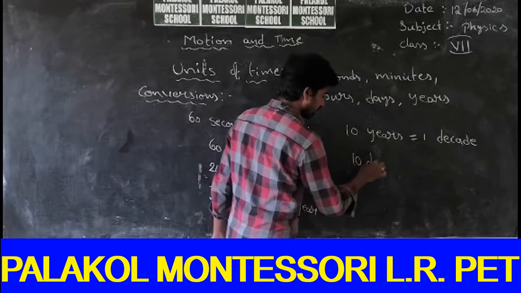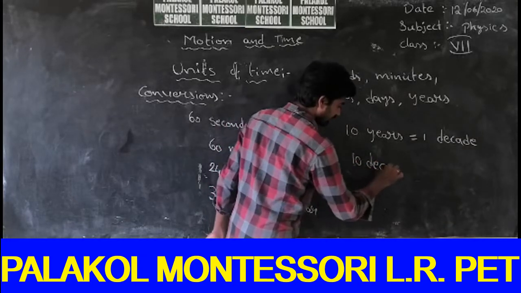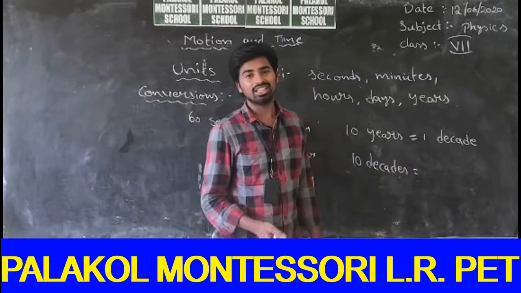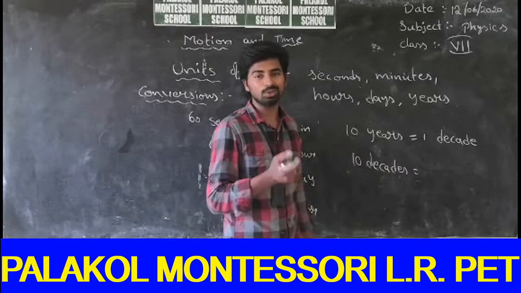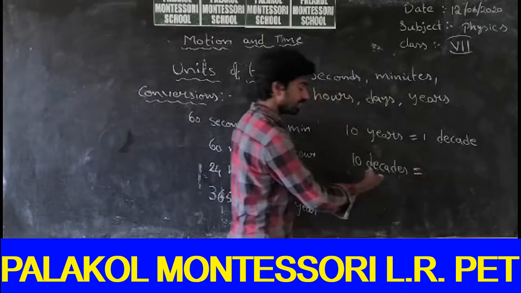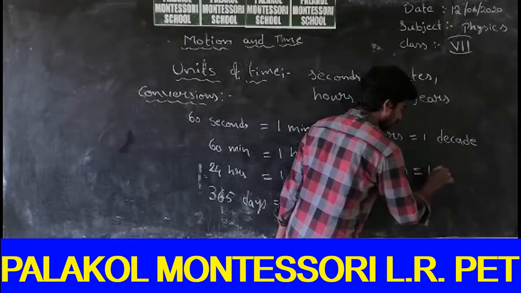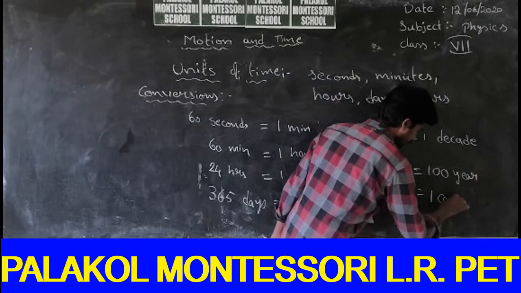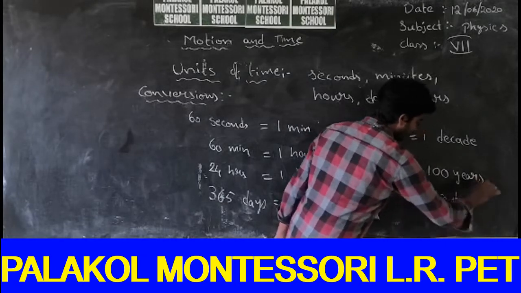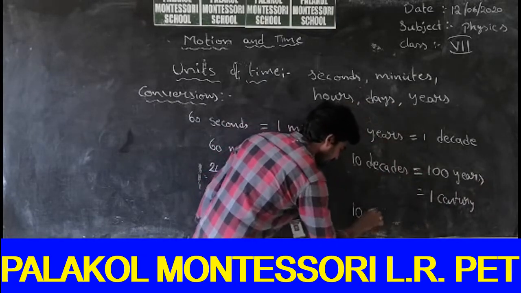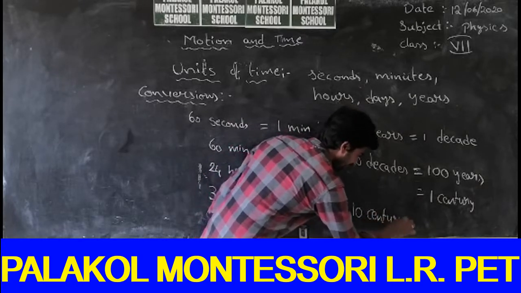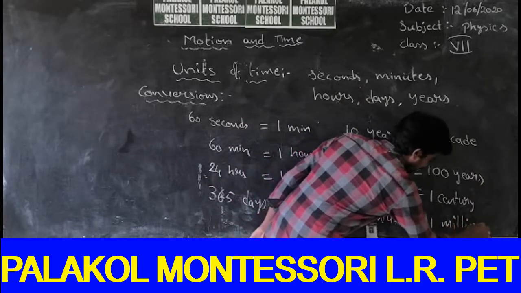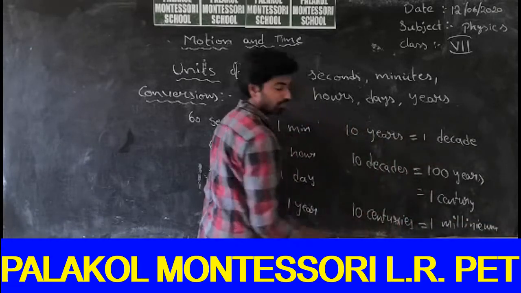10 decades is equal to, what is meant by 1 decade? 1 decade means 10 years. If there are 10 decades, that means 10 into 10, 100 years. So 10 decades is nothing but 100 years, which can also be called a century. 10 decades is equal to 1 century, and 10 centuries is equal to 1 millennium.